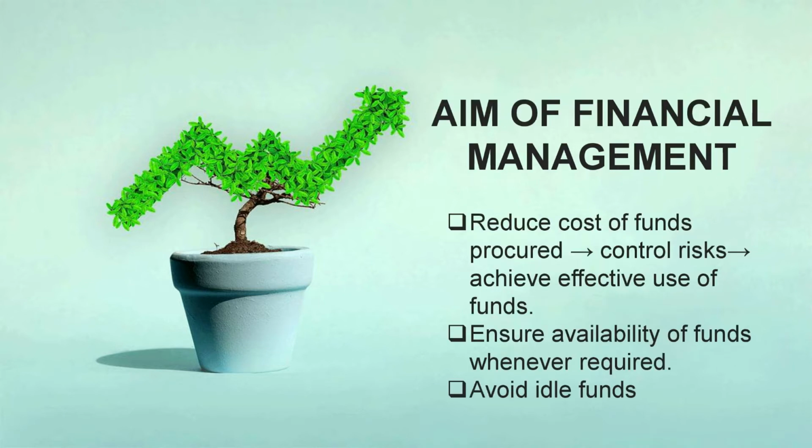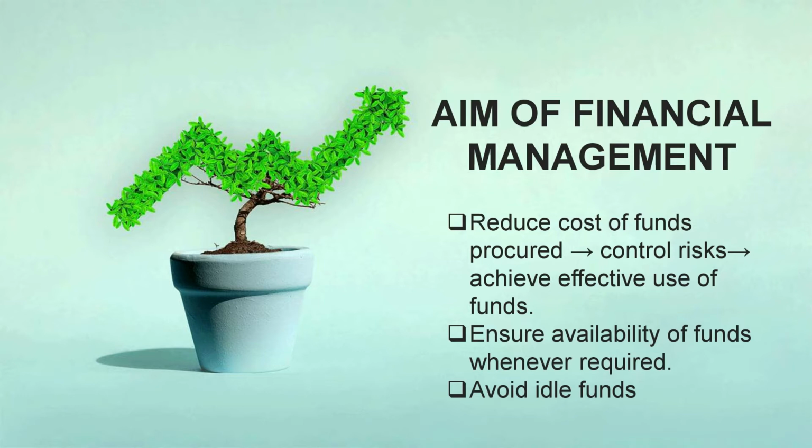The main aim of implementing financial management in any business organization is to reduce the cost of funds that are being procured. That means from various sources that we are bringing in the funds for the usage of the business firm, it has to be ensured that the cost is minimum. Calculate the risks and make sure that whatever funds we are bringing in have the minimum risks as compared to other sources, as well as to achieve effective use of these funds.